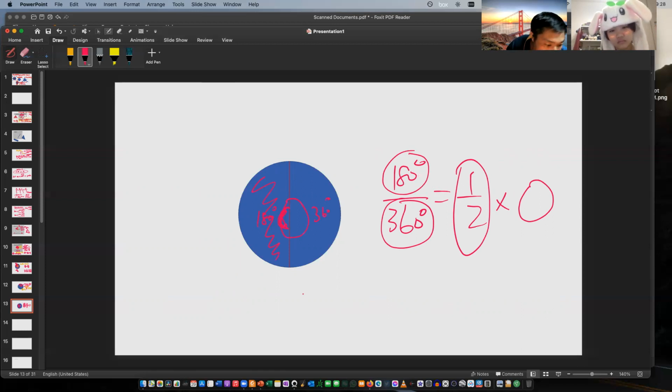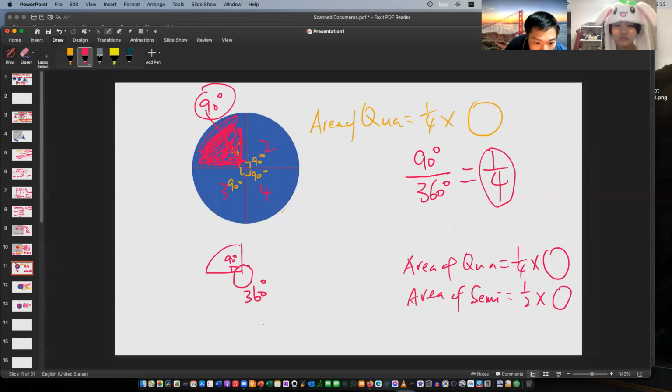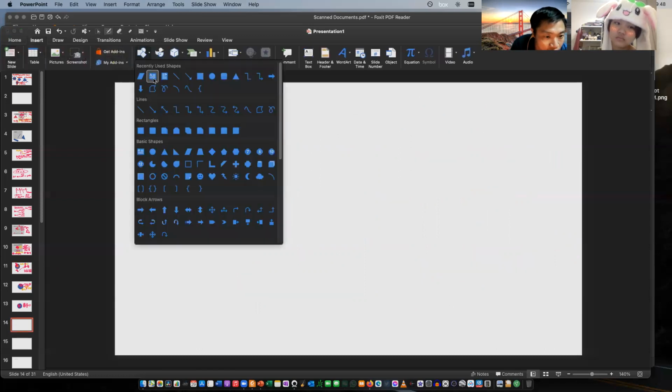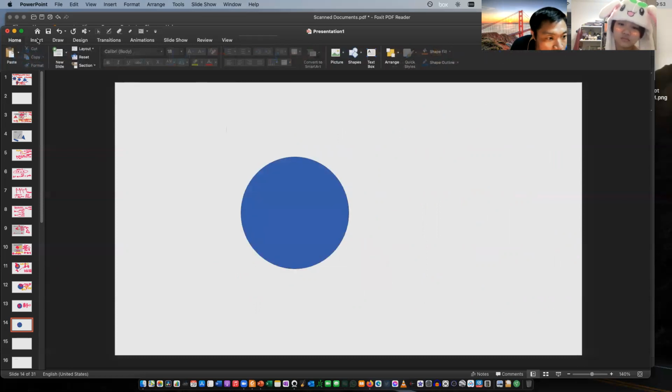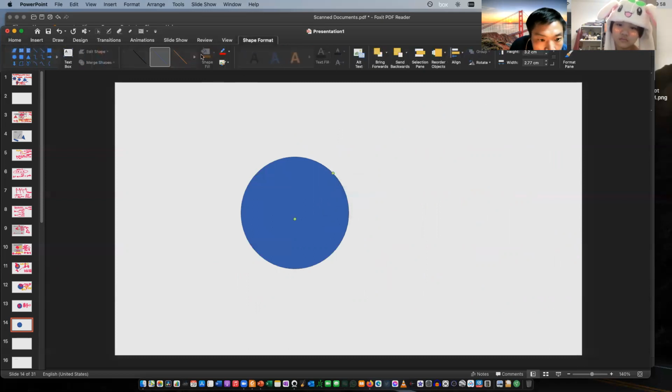Okay. Just now, you split this into 4 quadrants. One of them is 90 degree. So 90 over 360 is 1/4. So that's why you take 1/4. Okay. So for irregular shape, let's say if I give you a circle, I can ask you any shape inside the circle. Let me make it thicker.